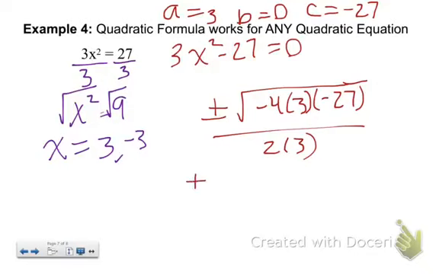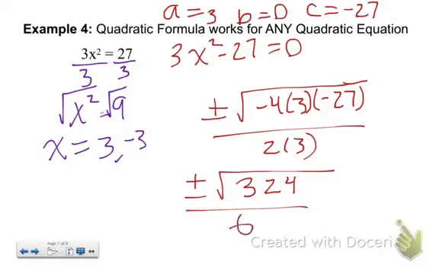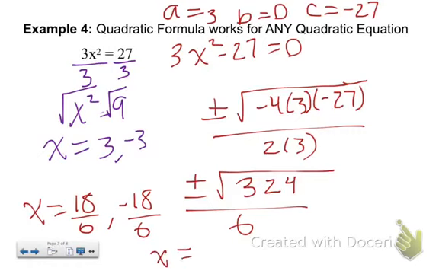Okay, and we get plus or minus the square root. When you multiply that out, you get 324 over 6. Well, the square root of 324 is 18. So x is positive 18 over 6 and negative 18 over 6, which when simplified becomes positive 3 and negative 3. So yes, the second way was much more complicated, but if you're stuck, if you can't graph for some reason, and you can't figure out how to factor or take a square root, this will also work. So the quadratic formula works for any quadratic equation. And that's it for this section.